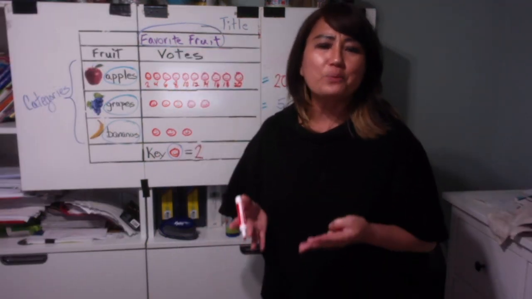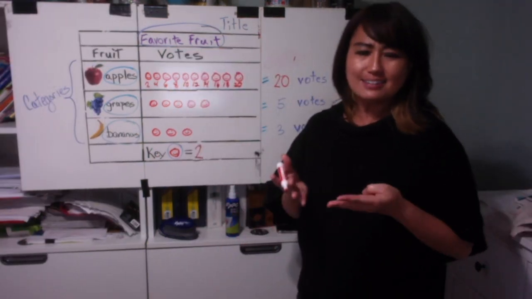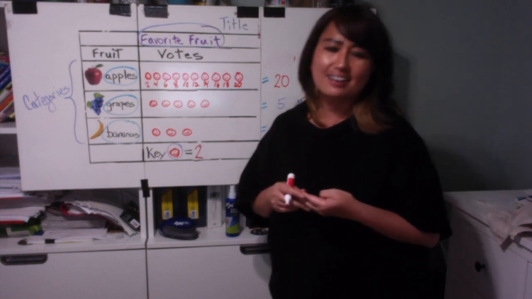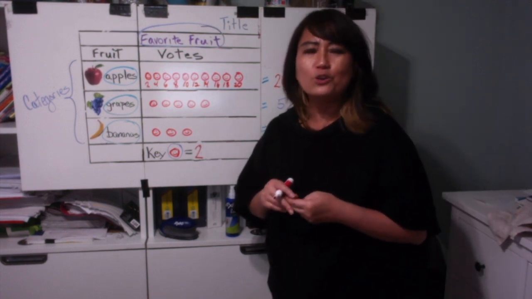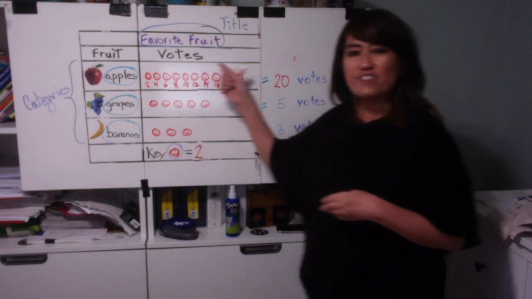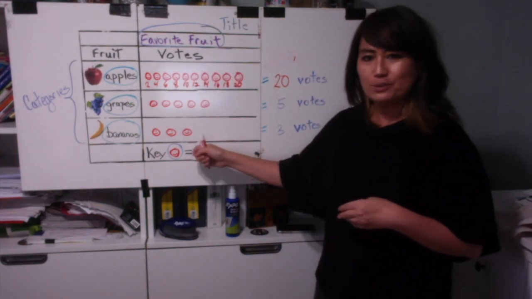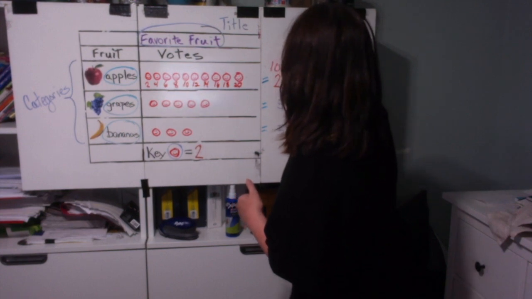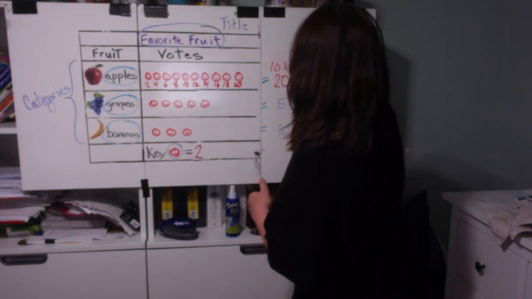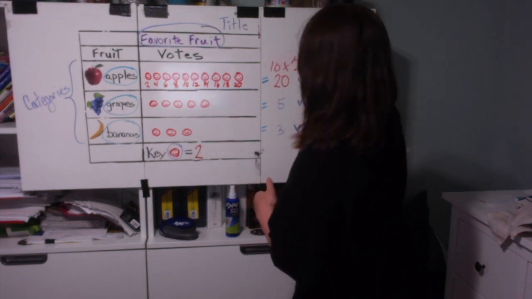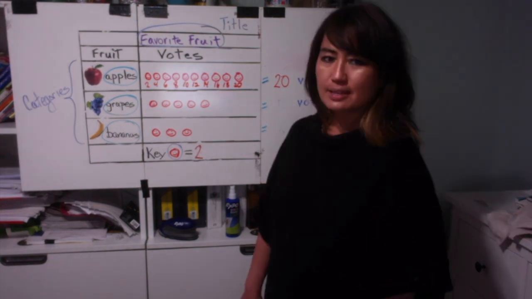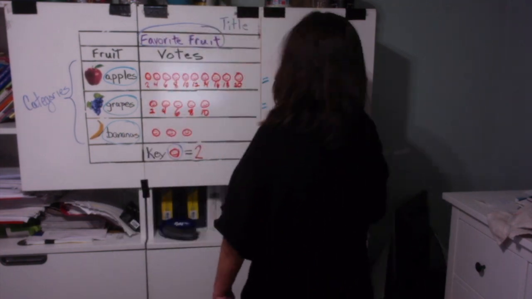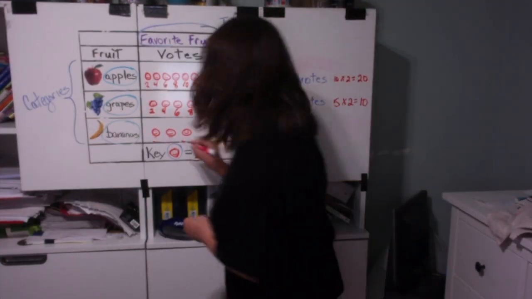Is there another way to figure out the right answer? Isaiah, oh, you multiplied 10 happy faces times 2? Good job, Isaiah. You can do it that way as well. 10 times 2 equals 20. Let's do grapes. Let's do bananas.